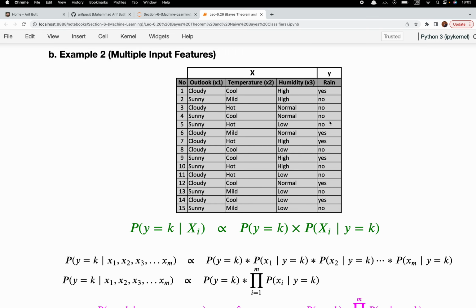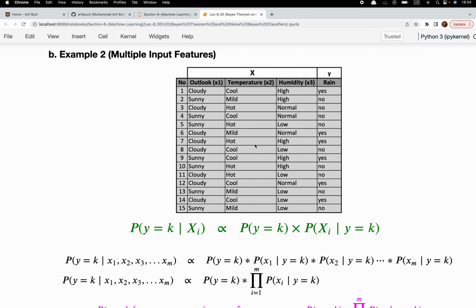Well, we have discussed how we can apply the naive Bayes classifier on a dataset having a single input feature. Now we need to extend the formula of the naive Bayes classifier for multiple features. And once again, the word naive means that the algorithm assumes that input features are independent of each other.